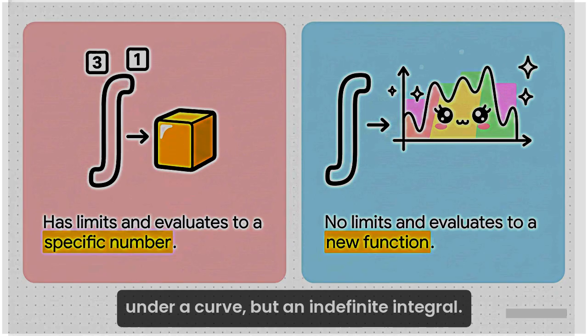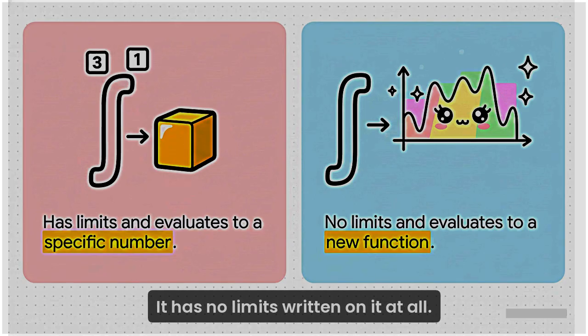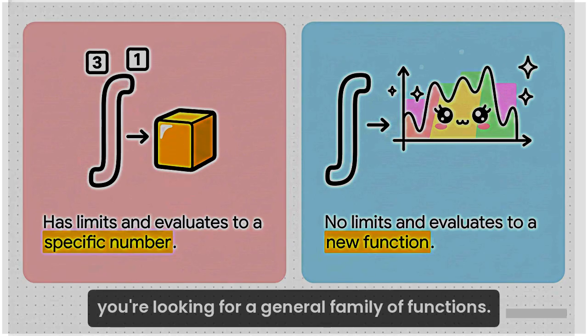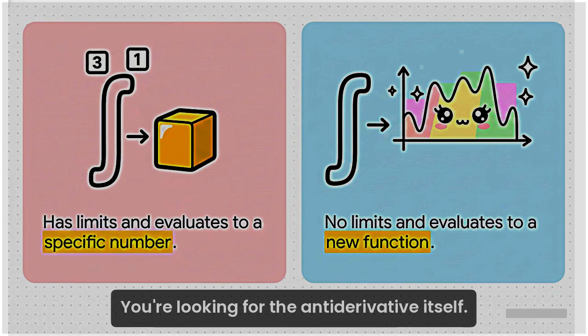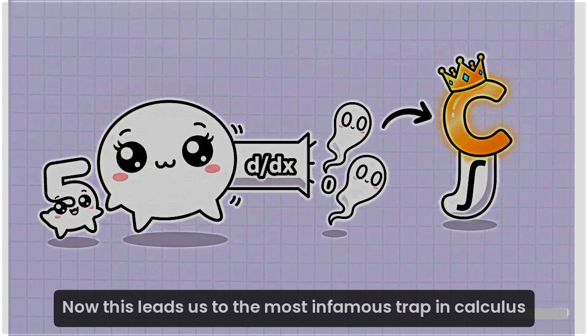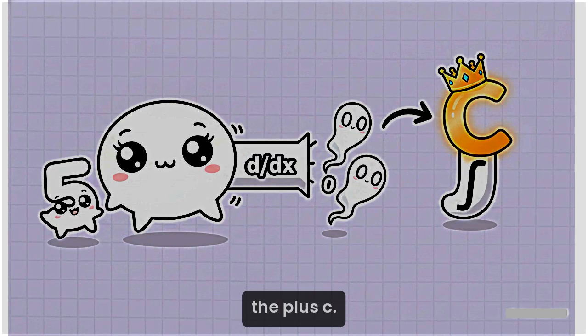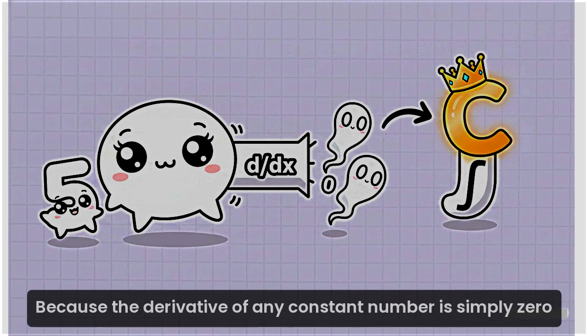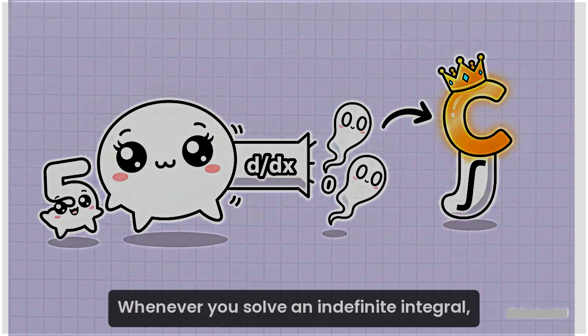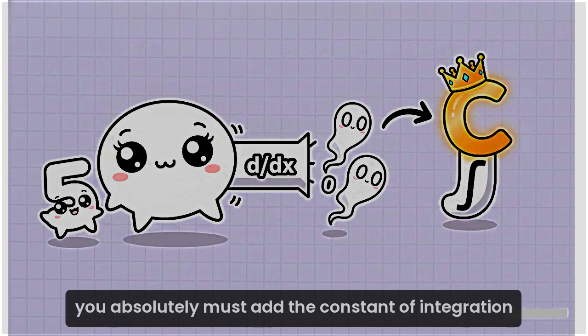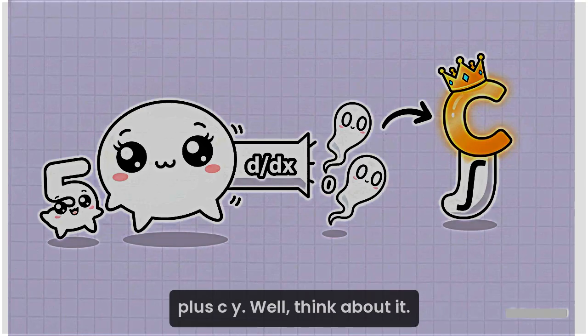But an indefinite integral has no limits written on it at all. Instead of looking for a number, you're looking for a general family of functions. You're looking for the antiderivative itself. Now this leads us to the most infamous trap in calculus, the plus C. Because the derivative of any constant number is simply 0, whenever you solve an indefinite integral, you absolutely must add the constant of integration, plus C.